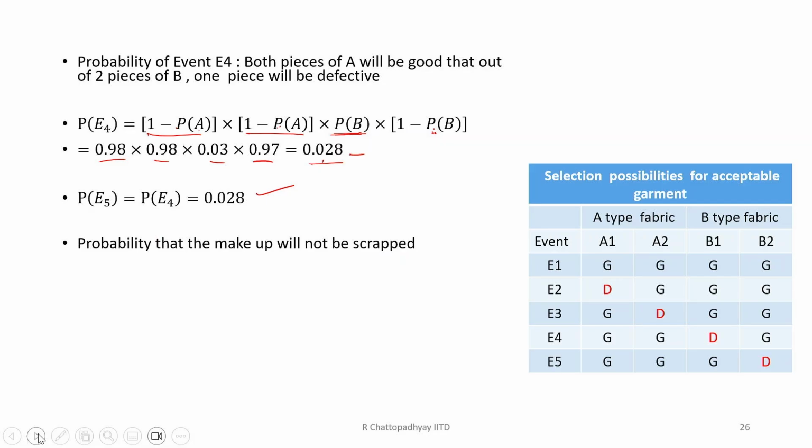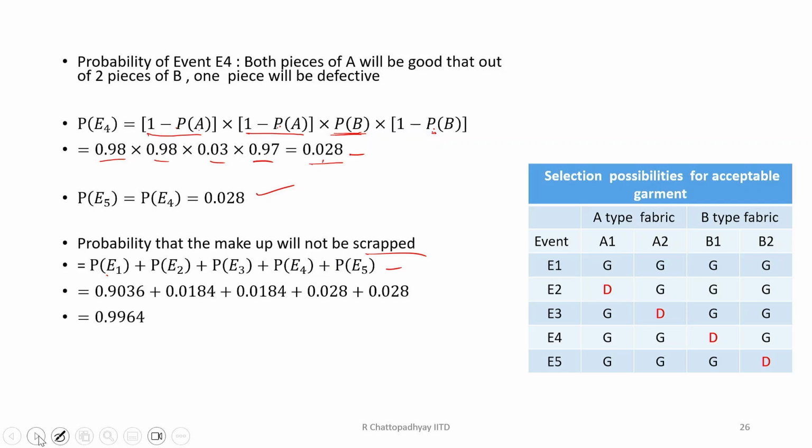That means probability that the garment will not be scrapped, it will be accepted, is sum of all those probabilities, P1, P2, P3, P4, P5. And if we add all these figures, we get a figure 0.9964. So that is the probability of acceptance. Almost 99.6% of the garments will be accepted. So when you go for 10,000 pieces, or 10 lakh pieces or 1 lakh pieces, we can say how many of them are going to be rejected. We can get some idea.